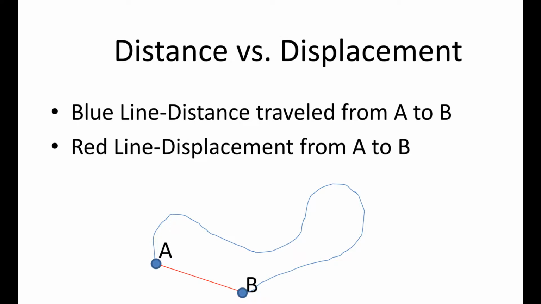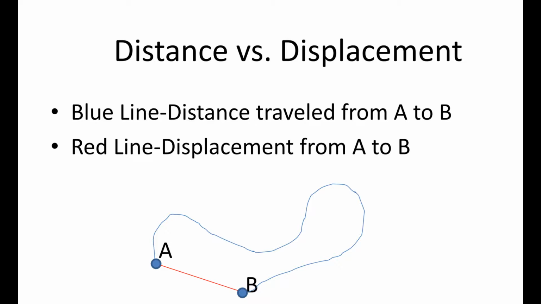So we're going to do motion in one dimension. First thing I'll talk about is distance versus displacement. Distance in this case is going to be the blue line. So if you walked from A to B on that blue path, the distance you walked is how long that blue line is. Does that make sense to everybody?